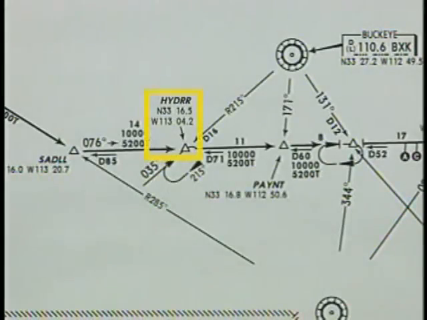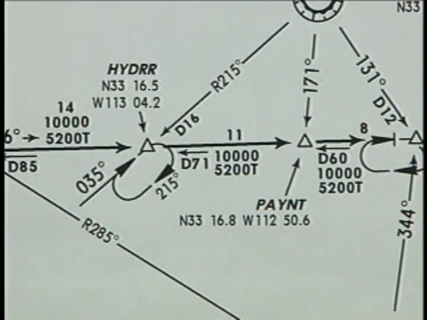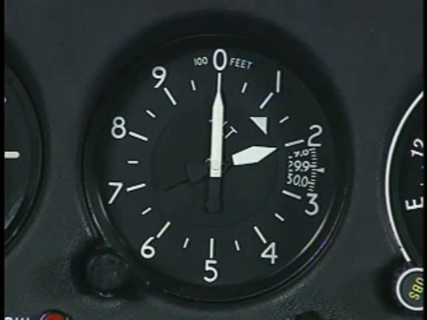Just before you reach Hyder intersection, Phoenix approach issues the following clearance. "Cessna 241, cross Paint intersection at 10,000." This clearance authorizes you to begin the descent to 10,000 feet at your discretion, as long as you are at 10,000 feet when you pass Paint intersection. To comply with the crossing restriction, you must determine when to start the descent.